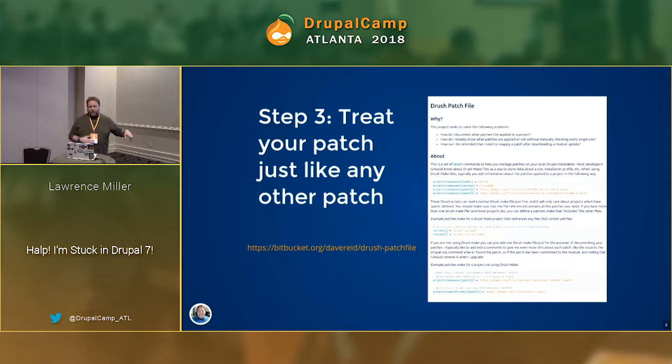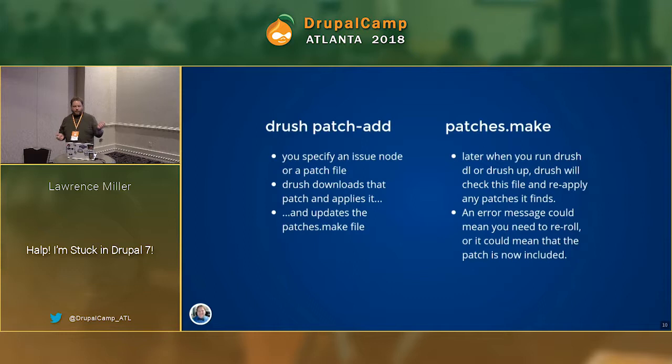A solution to this is drush patch file. What it does is it adds a couple of drush commands, but the one that we care about is drush patch add. When you run it from the command line, you specify the module that you want to patch and the path to the patch that you want, the full URL, or you can even do just the issue number, and then it'll query you for which patch you want to install if there are multiples.